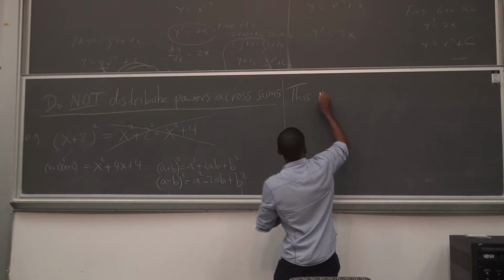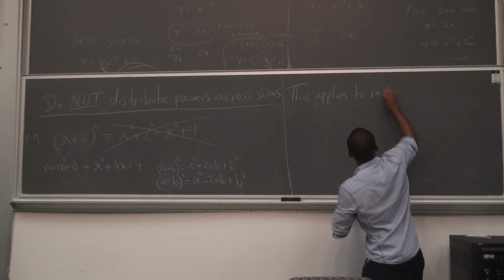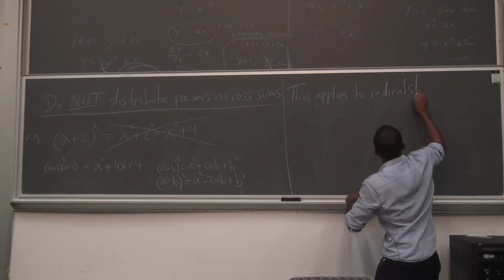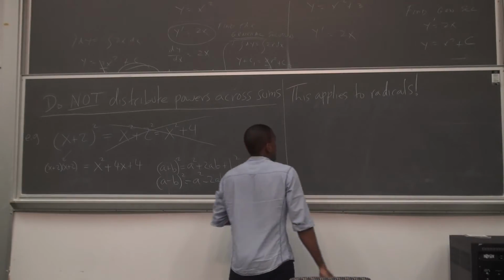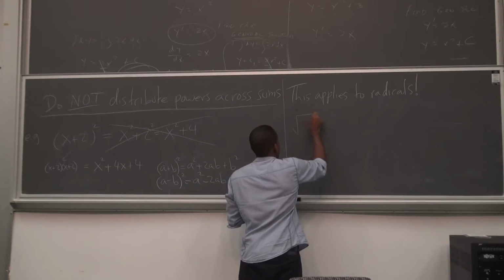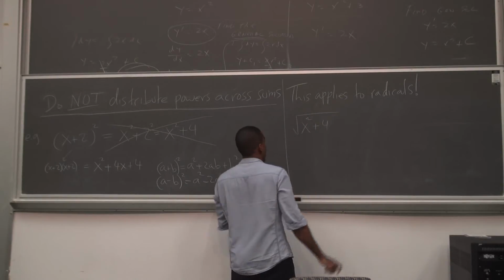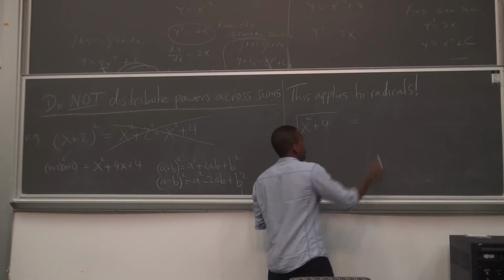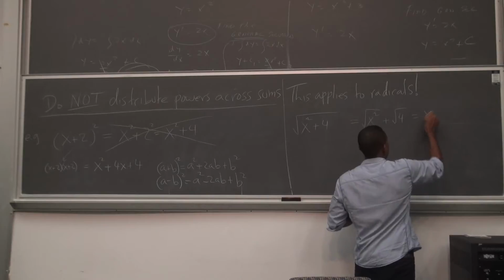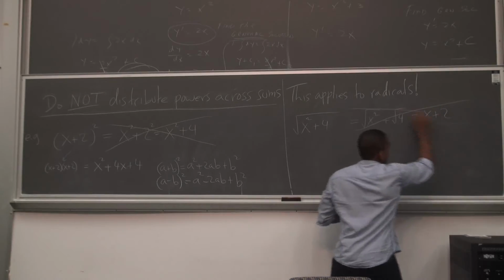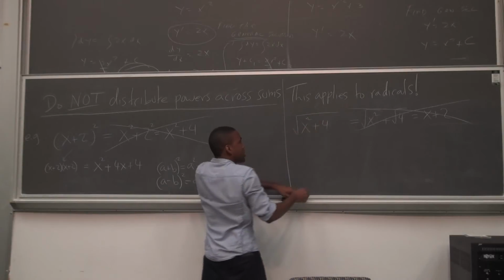One thing that always gets students as well is to remember that this applies to radicals, because radicals are really just powers in disguise. So if I had something like the radical of x squared plus 4, a lot of students would say, oh, this is just radical x squared plus radical 4, so that's x plus 2. No, it is not x plus 2, because you cannot distribute that radical.